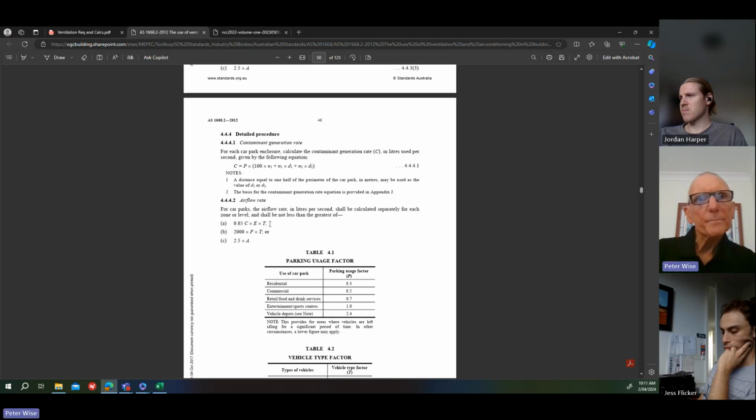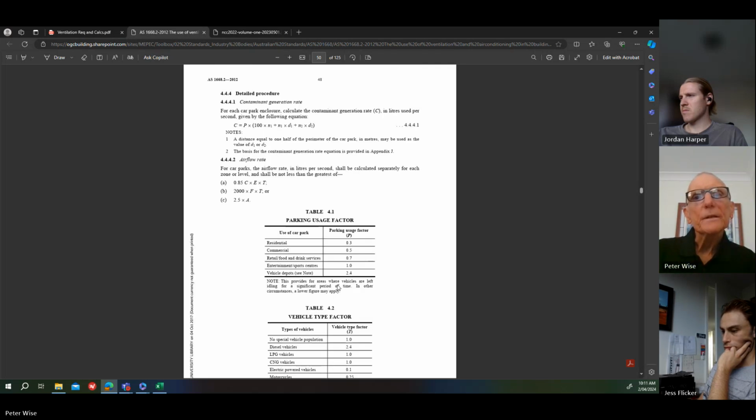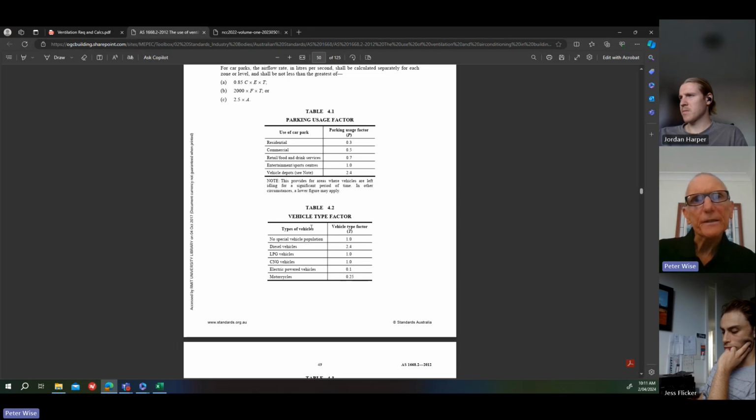And then you multiply that by T. Now T is the vehicle type factor. So no special vehicle population, in other words, a mixture of petrol engines, diesel, electric, is 1. Diesel vehicles, 2.4, quite high. LPG, CNG are both 1. Electric vehicles, 0.1. Now, you're not going to get a car park full of electric vehicles at the moment.